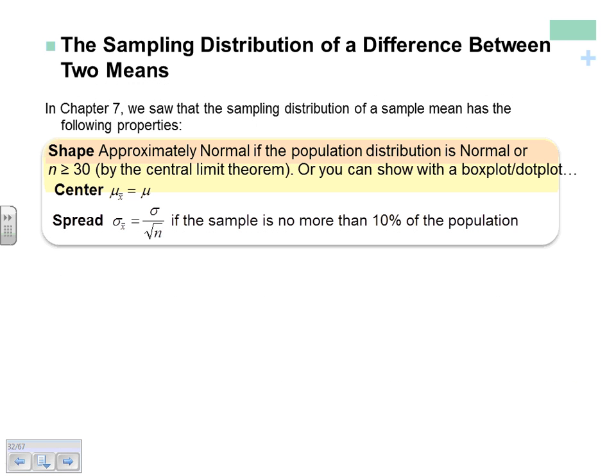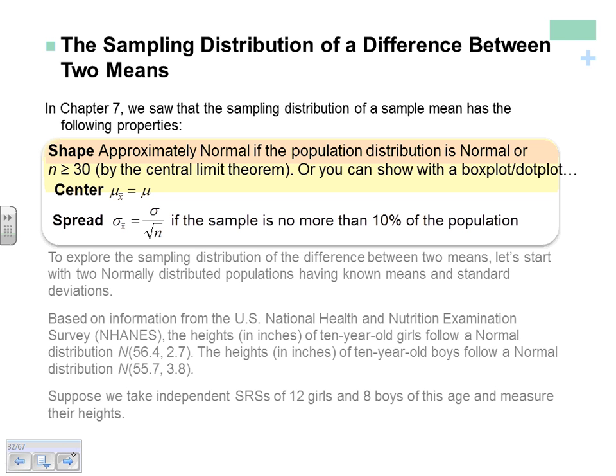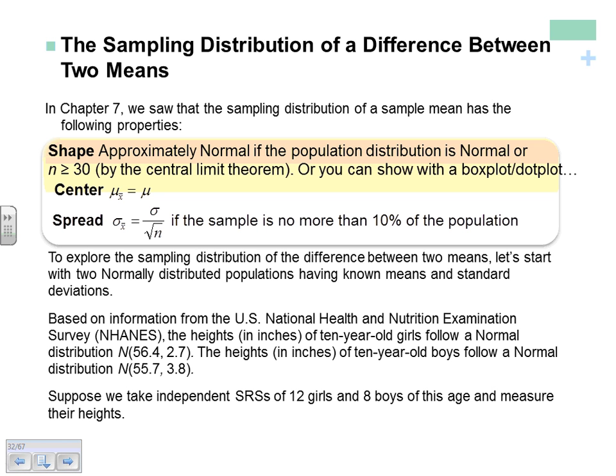In Chapter 7, we saw that one mean had to be approximately normal if n was greater than or equal to 30 by the central limit theorem. Or we could show a box plot, a dot plot, whatever we needed to, if it wasn't greater than or equal to 30, or if the population isn't normal. The center is just going to be that mu. The spread is going to be your sigma divided by the square root of n. And you have to check your 10% rule whenever you're dealing with sigmas.